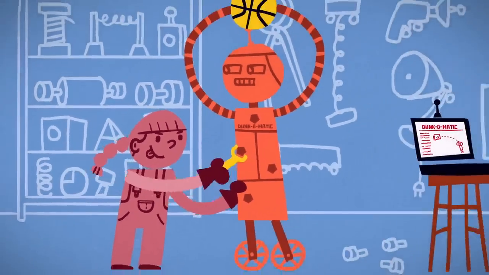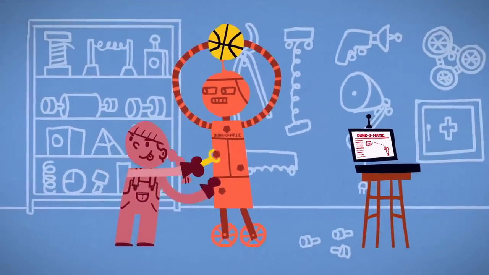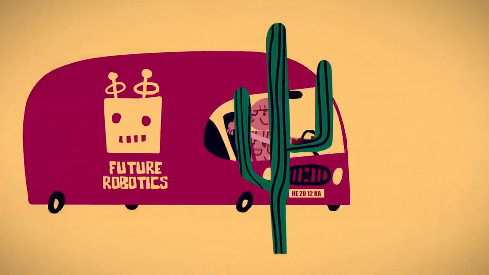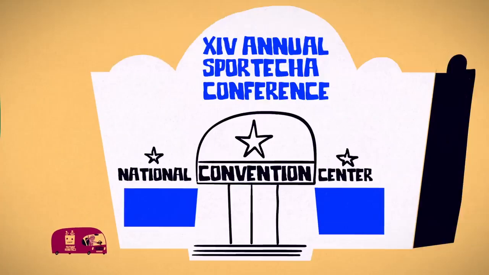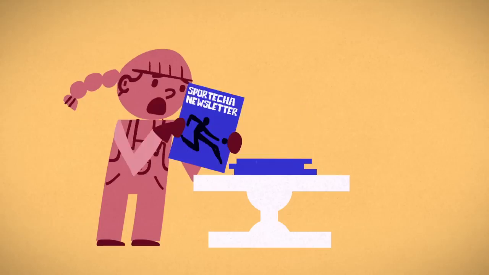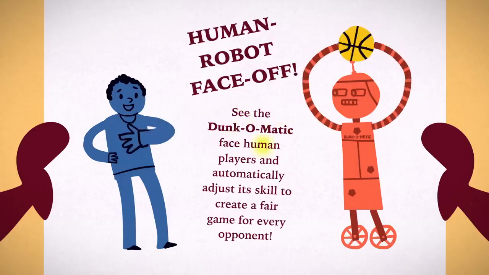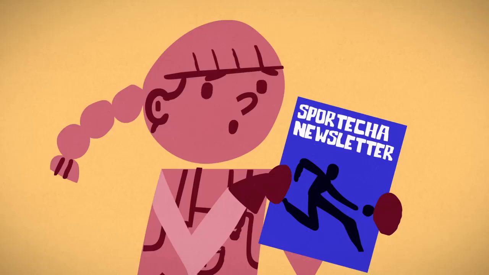You've spent months creating a basketball-playing robot, the Dunk-O-Matic, and you're excited to demonstrate it at the prestigious Sporteka conference. Until you read an advertisement, see the Dunk-O-Matic face human players and automatically adjust its skill to create a fair game for every opponent. That's not what you were told to create.